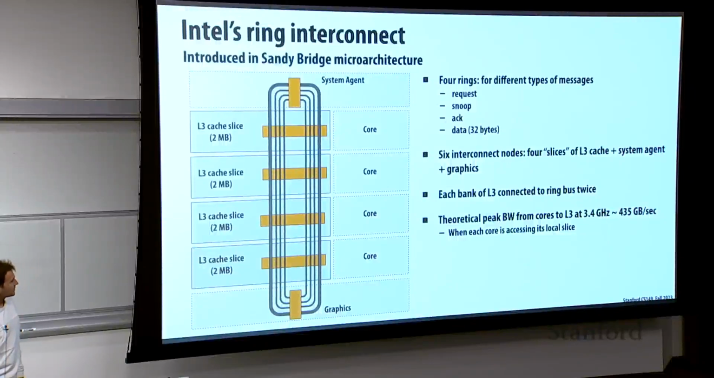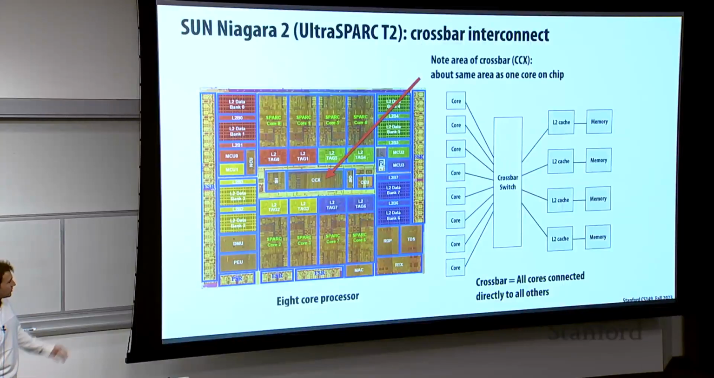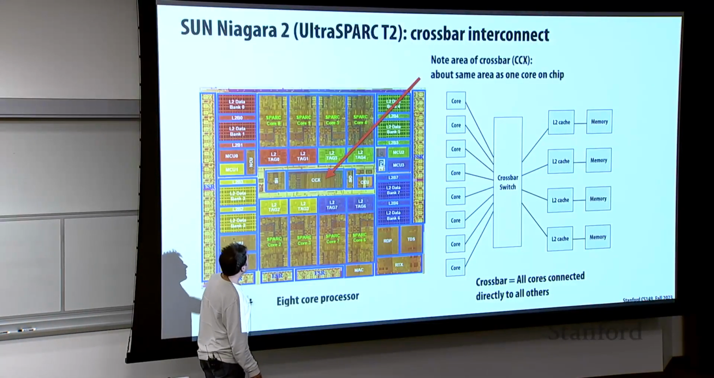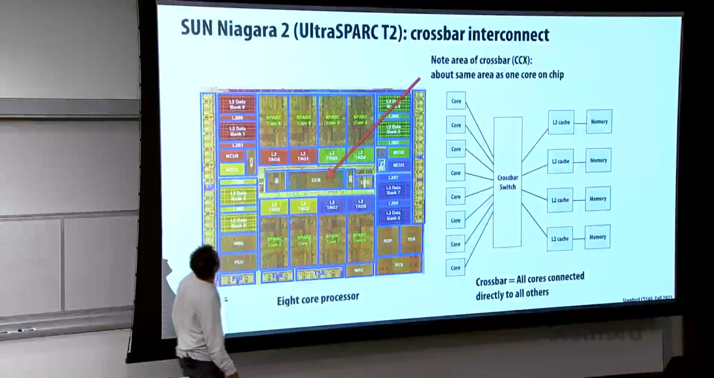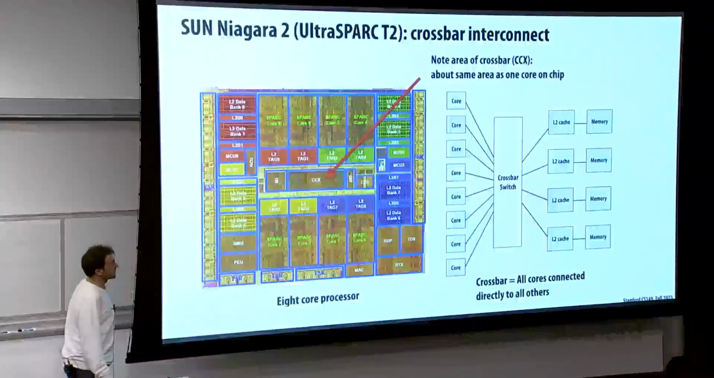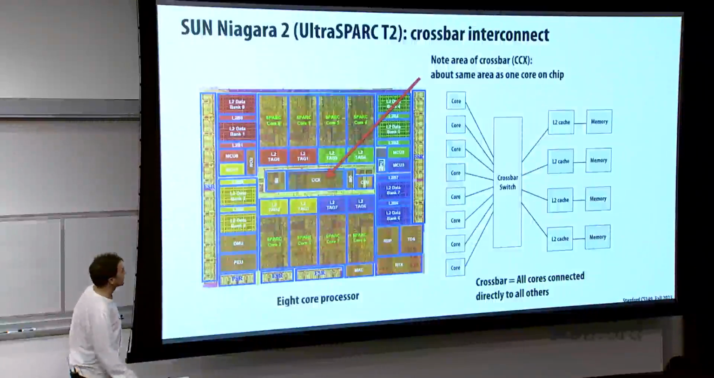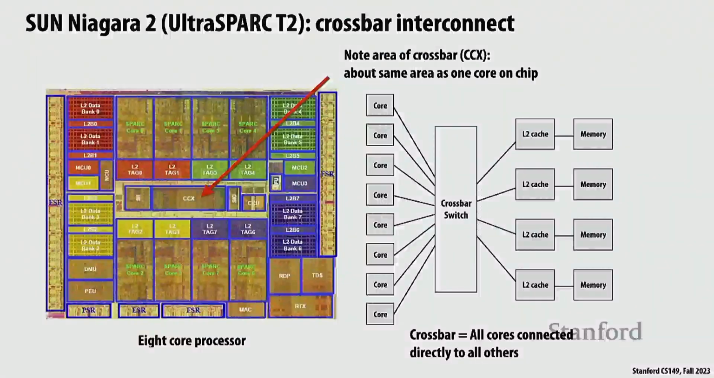Here's another processor. Kunle was a big part of the initial design of this technology. This was done by Sun at the time when Sun existed. Then it got bought by Oracle later, but the UltraSparks.